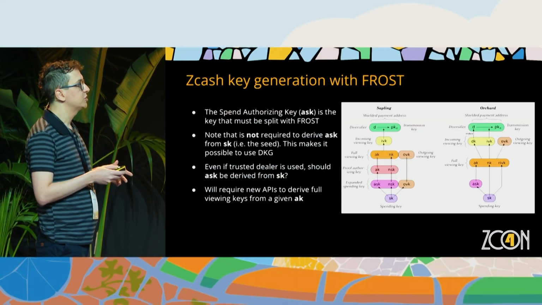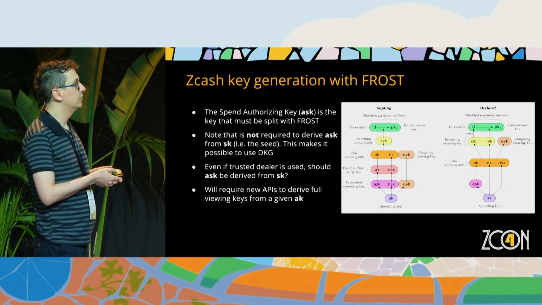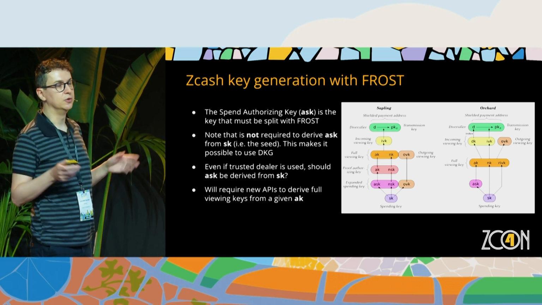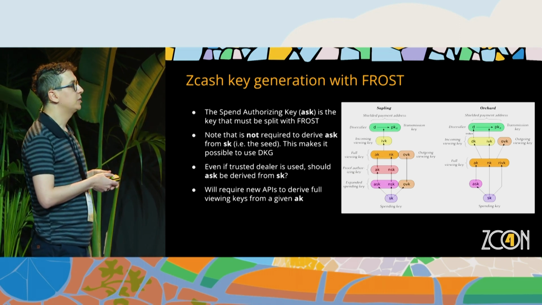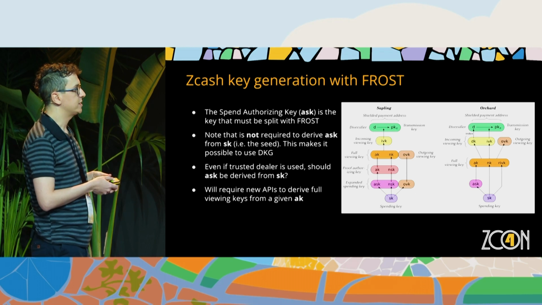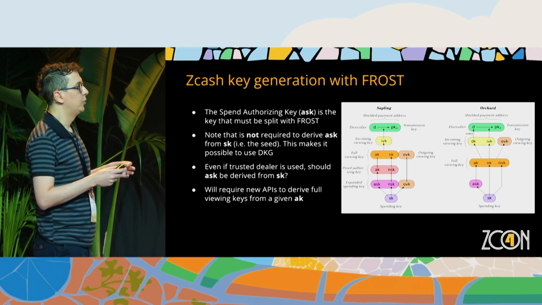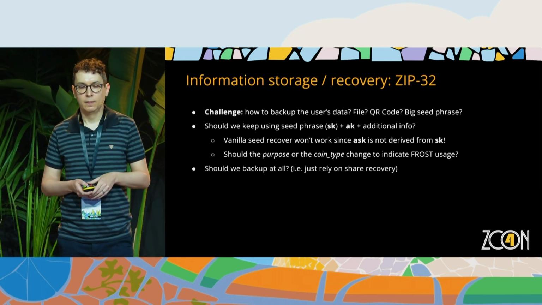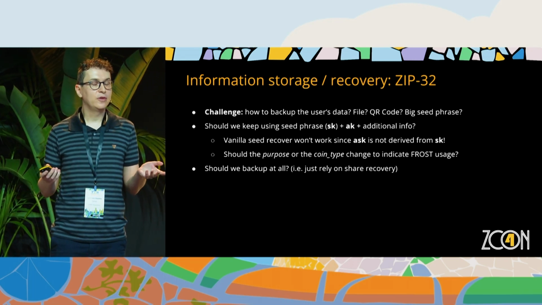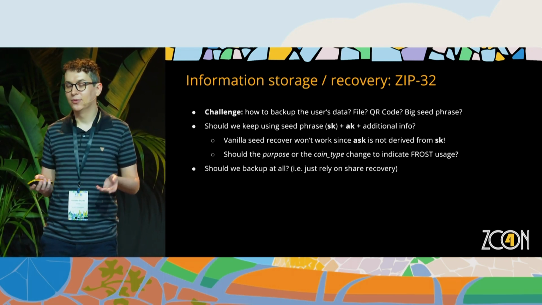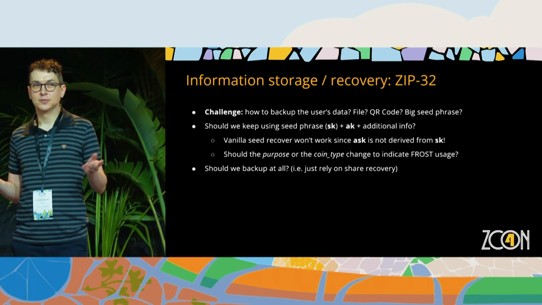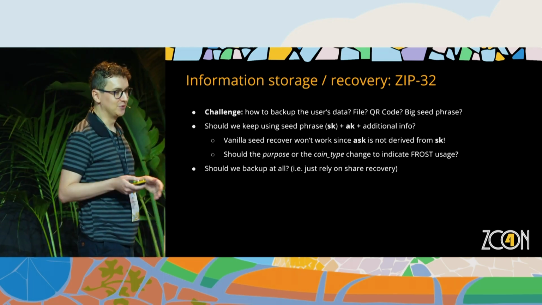In this case, Orchard is a bit easier because if you have a full viewing key, you can derive the rest, right? So you just need your FROST share and the full viewing key, and you're good. Sapling is a bit more complicated because you need this proof authorizing key, right? So it will be a bit trickier to handle Sapling. Or should we even back up at all? Should we just rely on the recovery share feature of FROST? That's something that we, wallet developers, need to decide and work out.